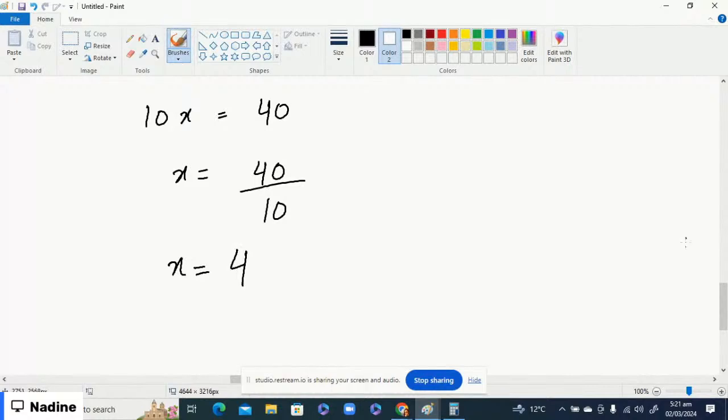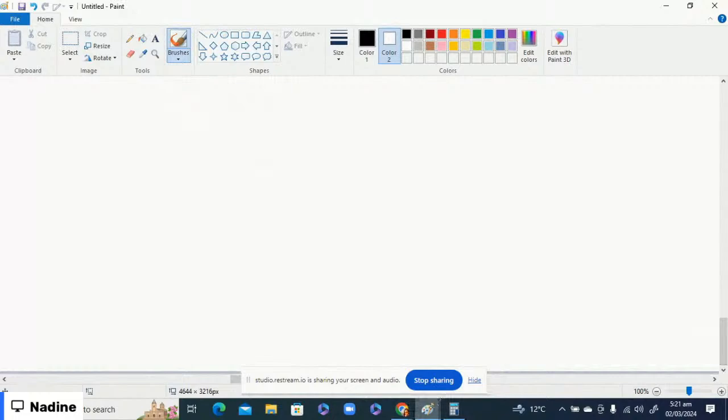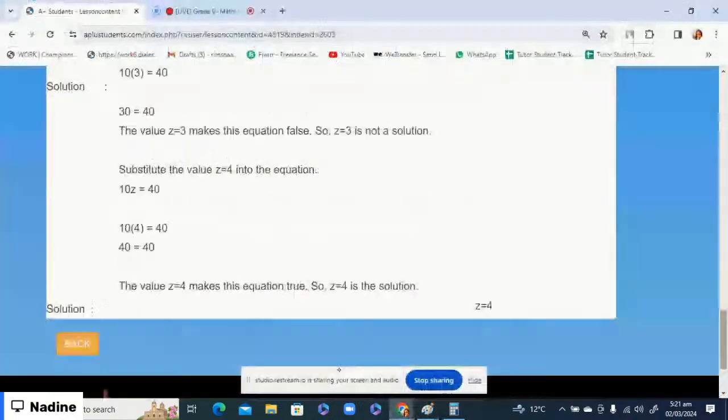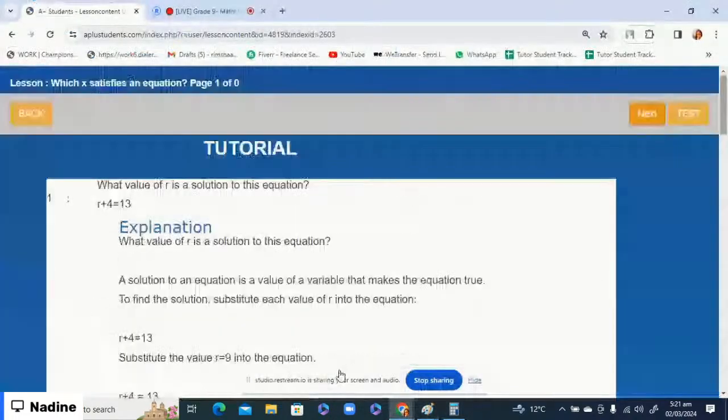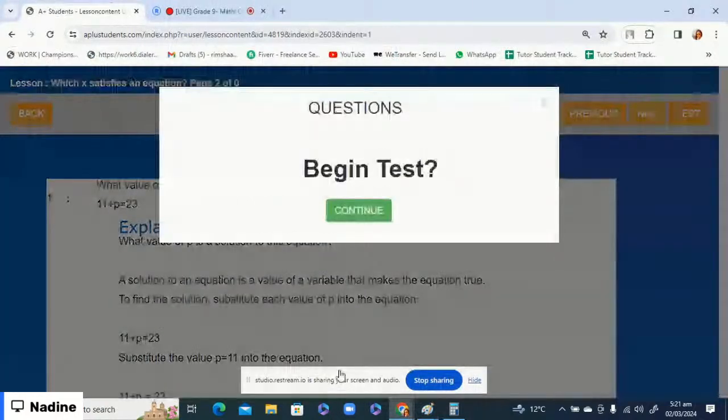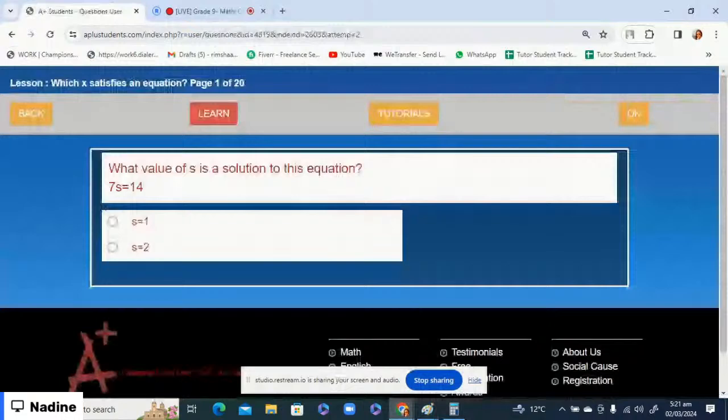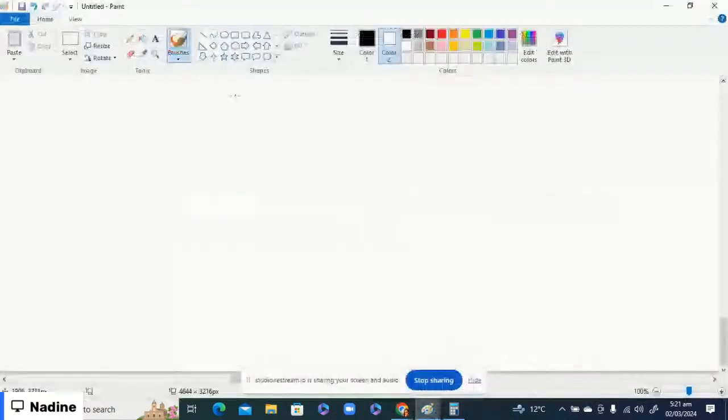Now let's do some more questions. Let's do some test questions for that now. What value of s is a solution to this equation? 7s is equal to 14. This is 7s which is equal to 14. Okay, 7 is multiplied with s, that is equal to 14. Now s is here. 7 is now divided.